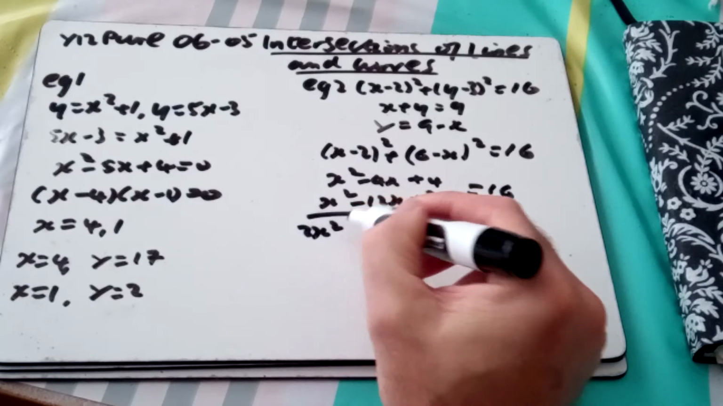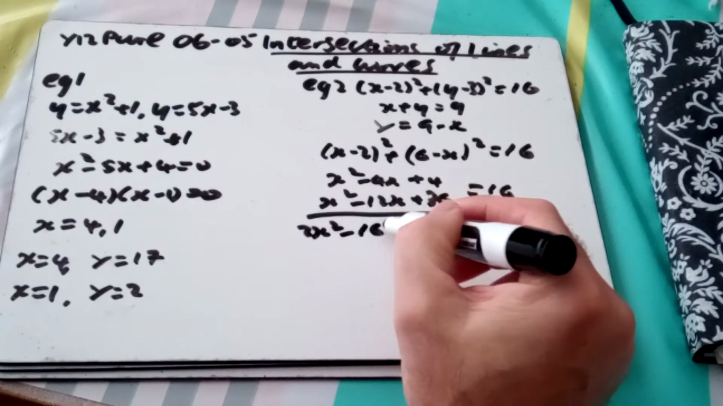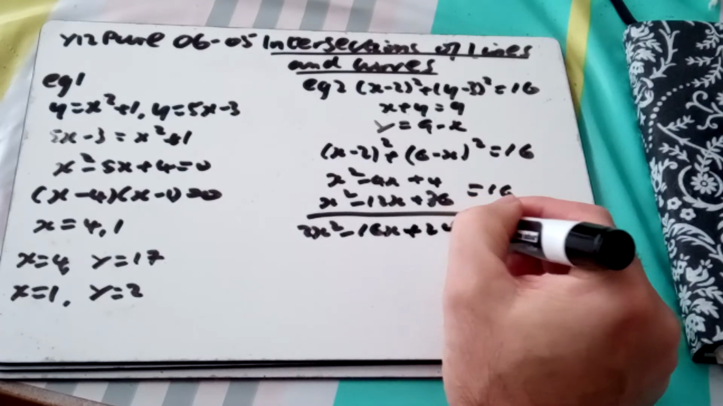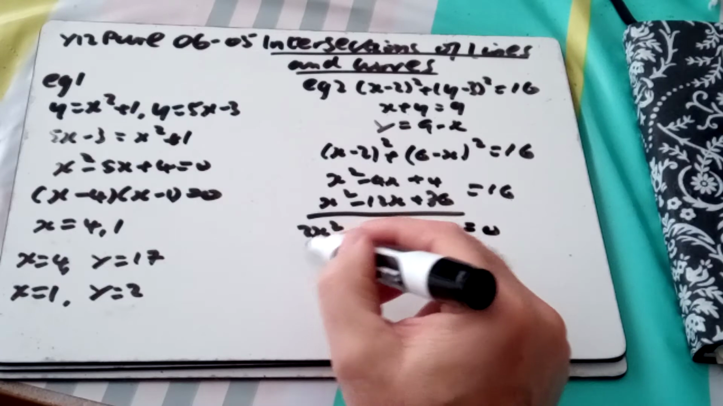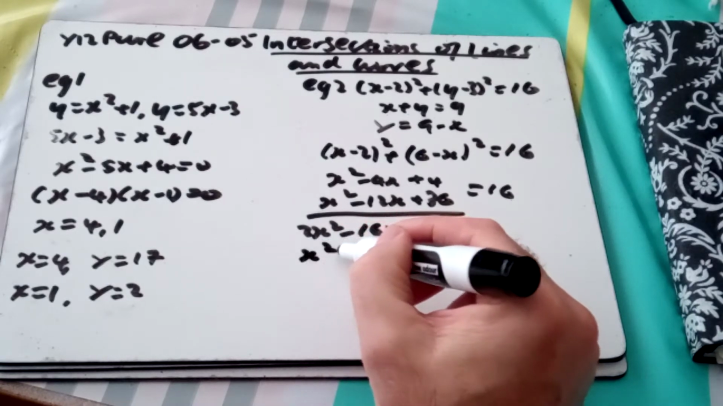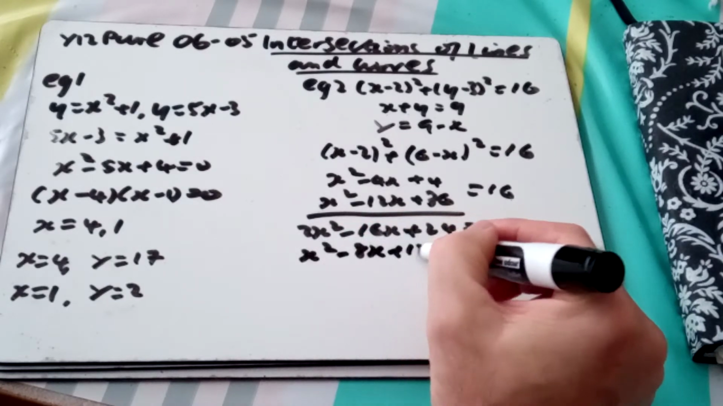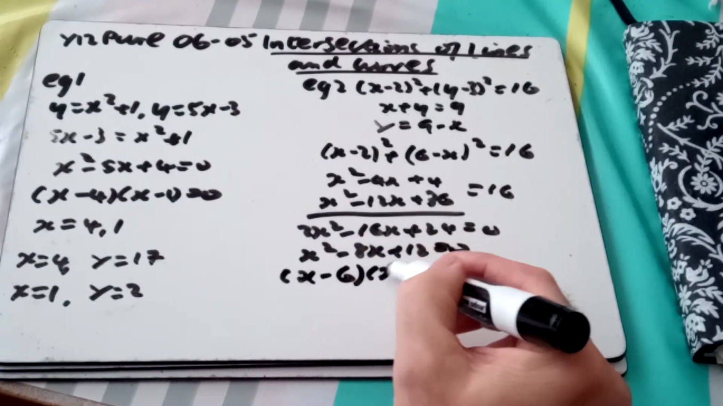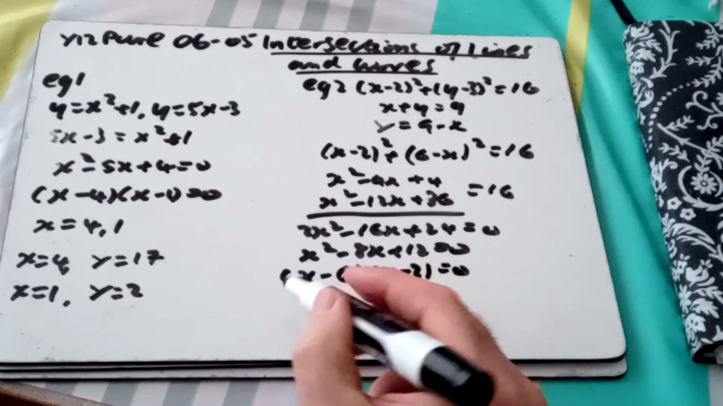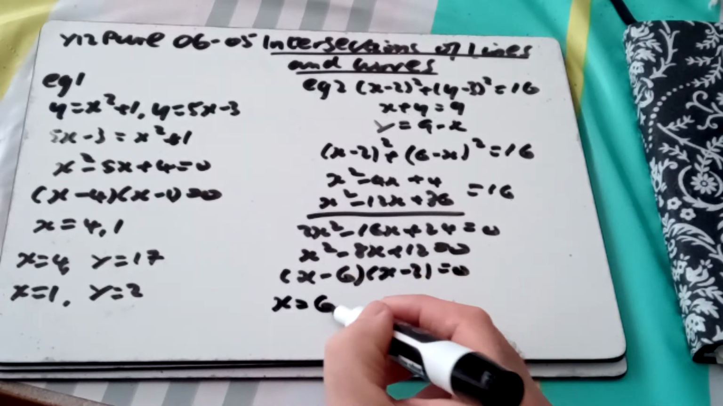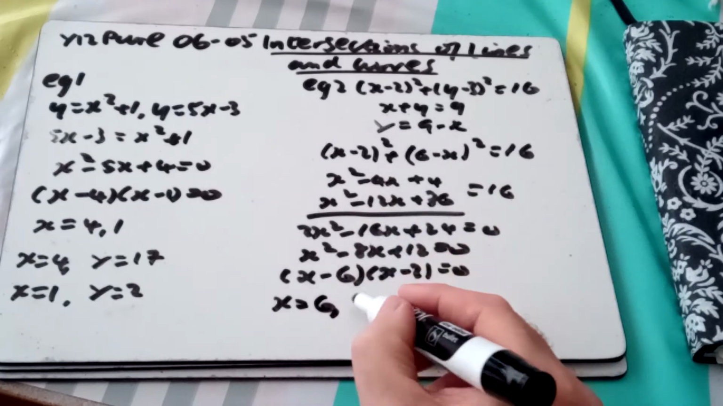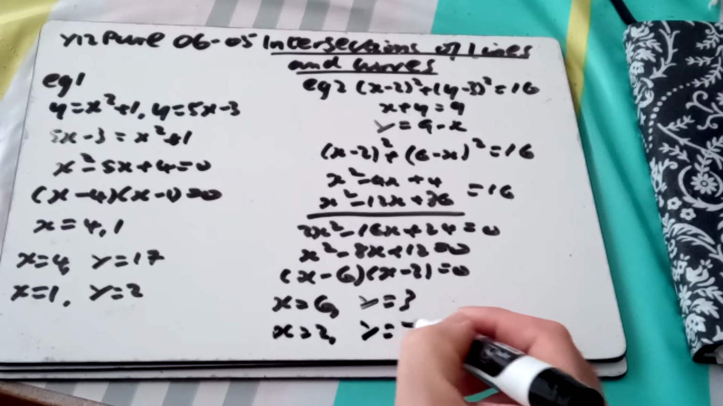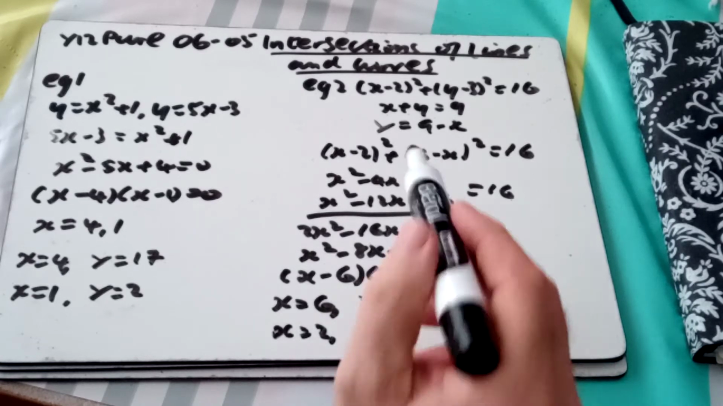I can lump them all together. I've got 2x squared there, minus 4 minus 12 is minus 16x, and I've got plus 40 minus the 16 is going to be plus 24 equals 0. Divide by 2 to make it easier, x squared minus 8x plus 12 equals 0. Factorise it as x minus 6 and x minus 2 equals 0. So x equals 6, and stick that into the linear is probably best, y equals 3, and x equals 2, y equals 7. And I would check those in the circle as well.